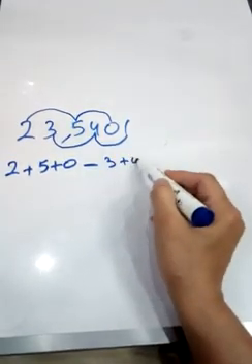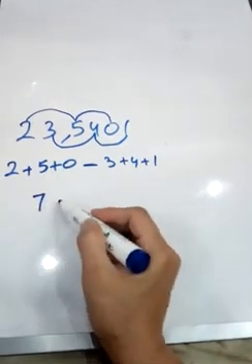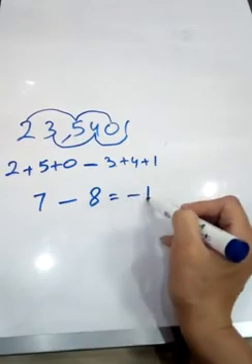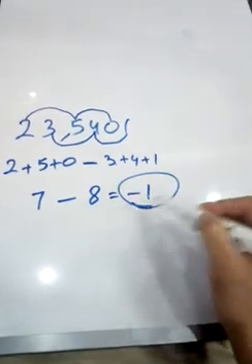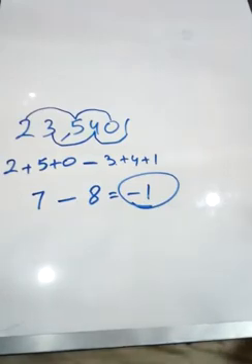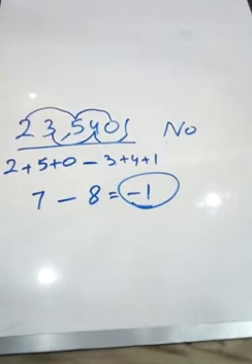3 plus 4 plus 1. Add those values: 5 plus 2 is 7, minus it is 8. Its answer is minus 1. Its answer is not 0, not 11, and not any number which is divisible by 11. It means that no, this number is not divisible by 11. This is the rule of the test of divisibility of 11.